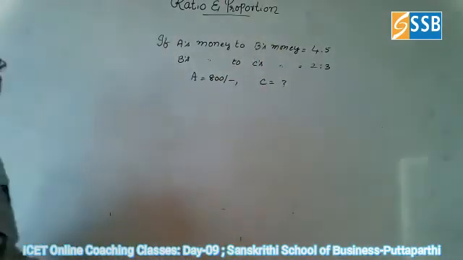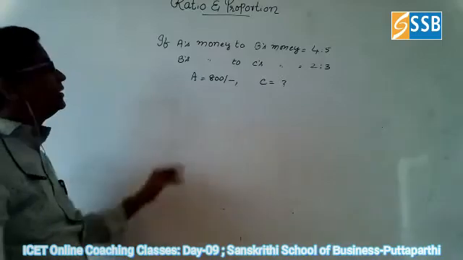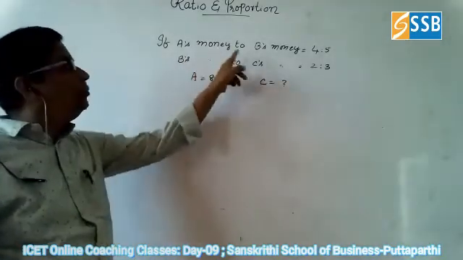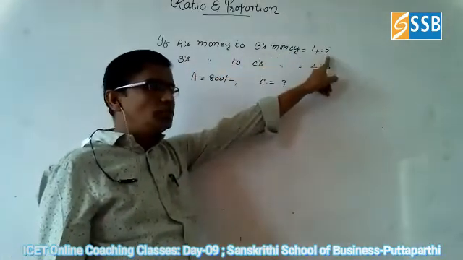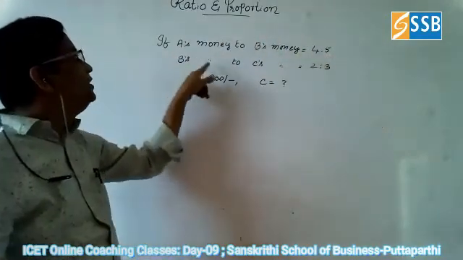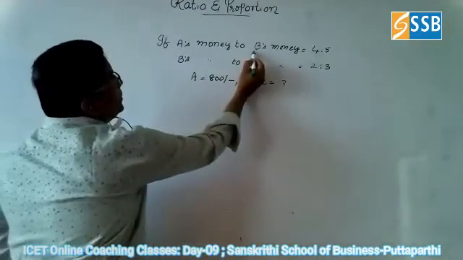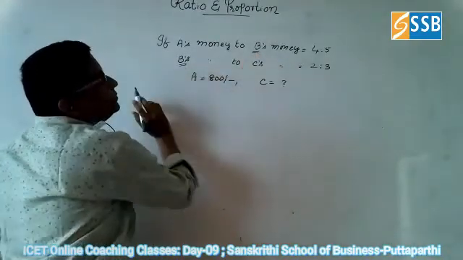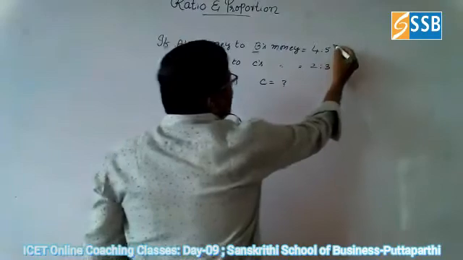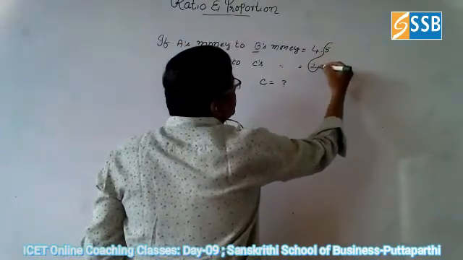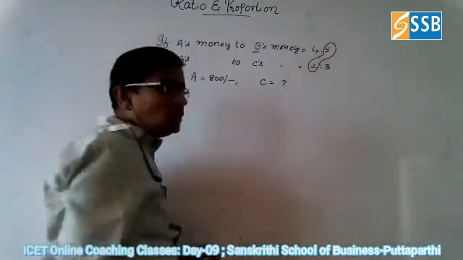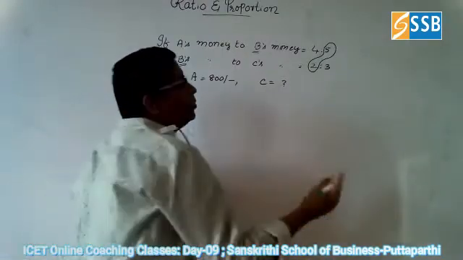This is the question. The question is asked like, if A's money to B's money ratio is 4:5, as well as B's money to C's money is equal to 2:3. See here, in this case the B's are not equal on both sides. So for that, what you are going to do, you should equate both.